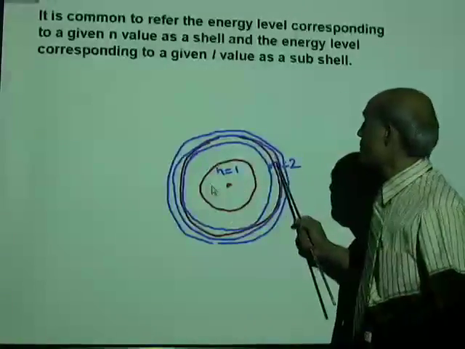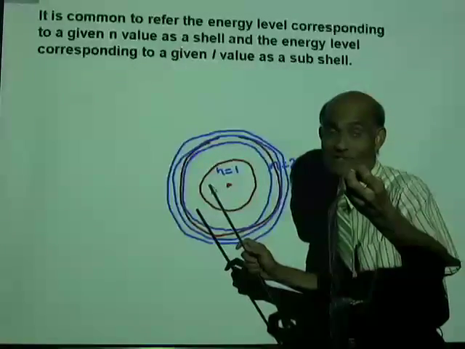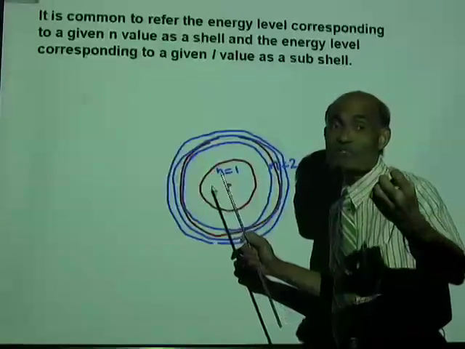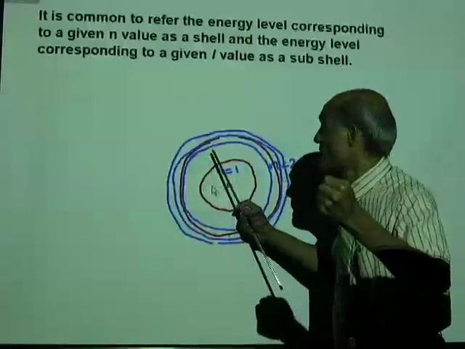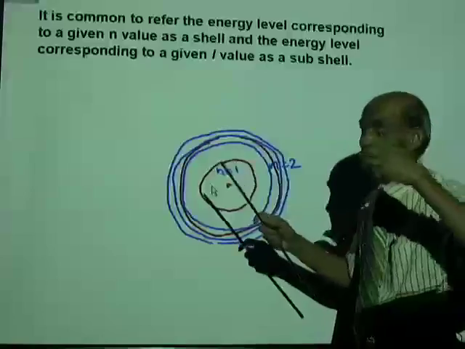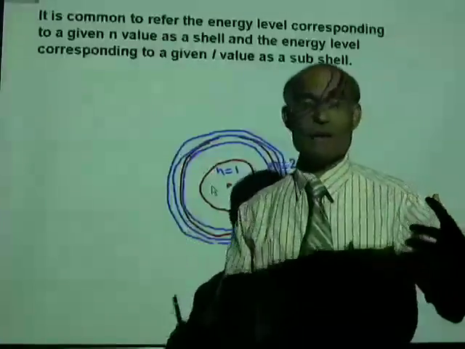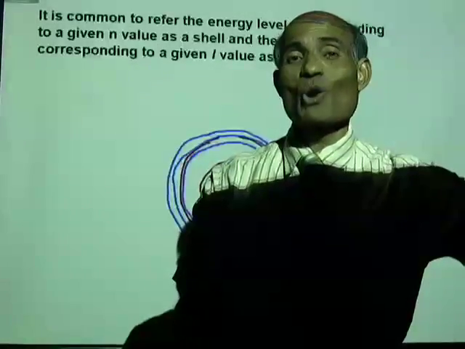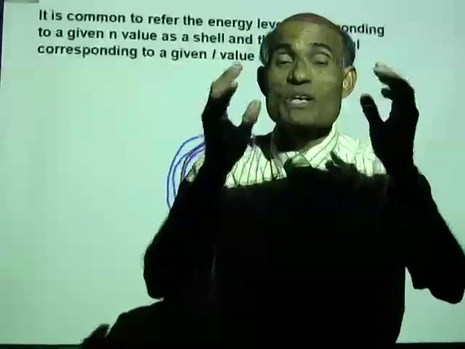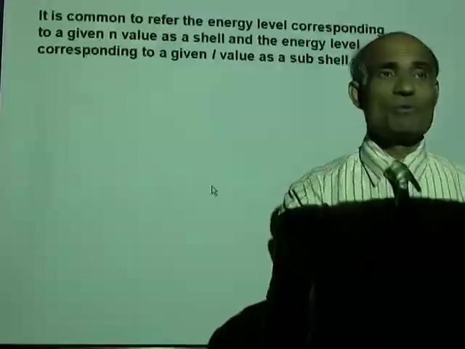But for n equal to 2, L can have 0 and 1. Is that right? 0 and 1, n equal to 2. That means there are 2 subshells there. So the n equal to 2 becomes a little more complex. n equal to 3 becomes a lot more complex. So in place of the Bohr model having clear orbits, here we have shells, and each shell has subshells.